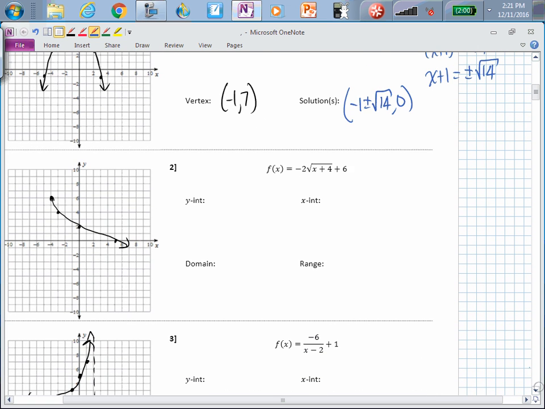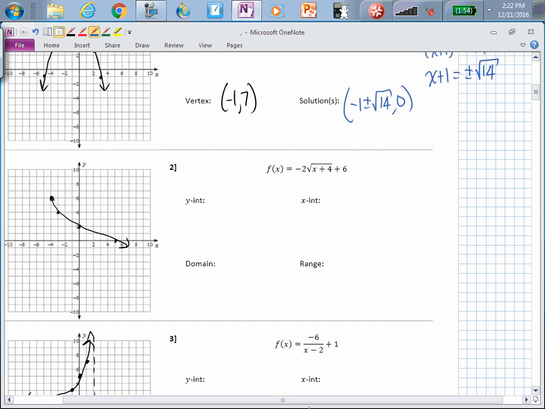Number 2, we have a square root here. We move left 4, up 6, so left 4, up 6. We've got a stretch of 2 and another reflection, so we'll go over 1, down 2. Over 4, down 4, over 9, and then down 6.